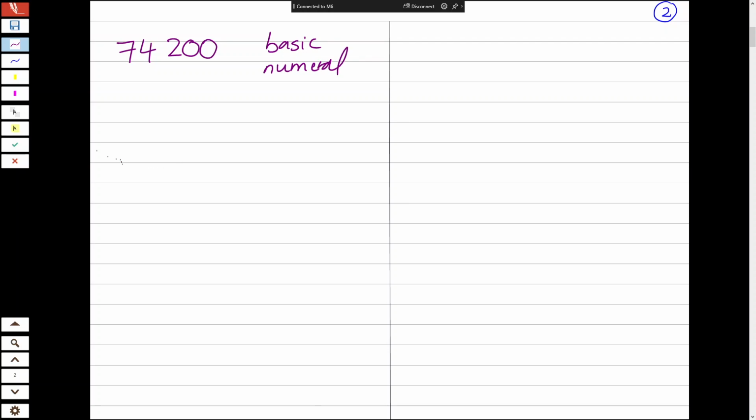Okay. Now, we can also write it like this. Times 10 to the 4. And we call this scientific notation. So our goal today is to be able to move between these two representations. If I give you any number written as a basic numeral, I want you to be able to change it to scientific notation. And conversely, if I give you a number in scientific notation, I want you to be able to go the other way.